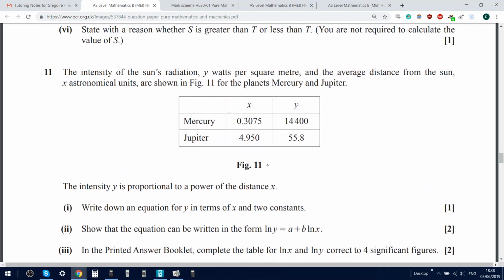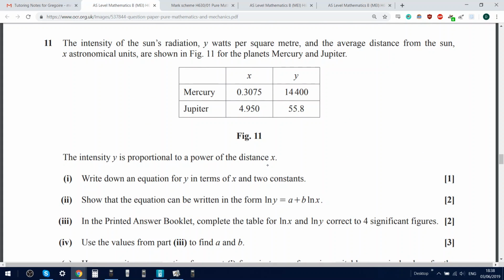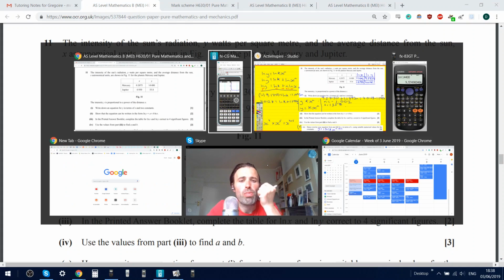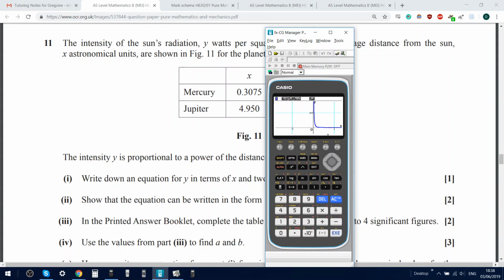Let me see this question. The intensity of the sun's radiation and the average distance. Distance is positive only. Okay, and so you only showed a positive one. I'm just wondering why yours shows the negative as well, but I think there's probably a parameter in my settings that says just from 0 to something.